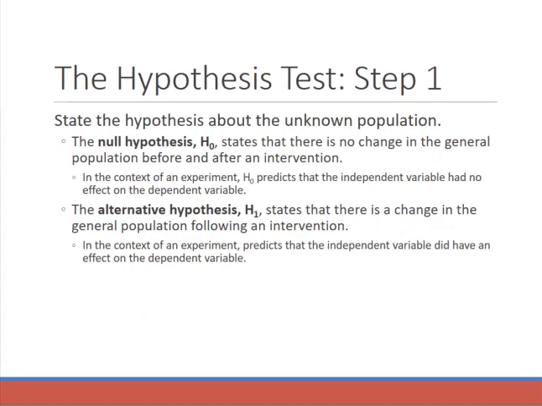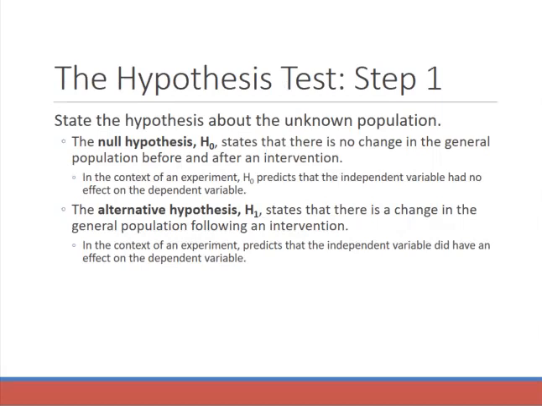The alternative or alternate hypothesis is represented as H1. So again, the H stands for hypothesis. 1 is just the alternate. Occasionally you might have others, but we'll just deal with the null and the alternate. So the alternative hypothesis states that the treatment has some effect. There's a change in the general population following the intervention. The independent variable did something.